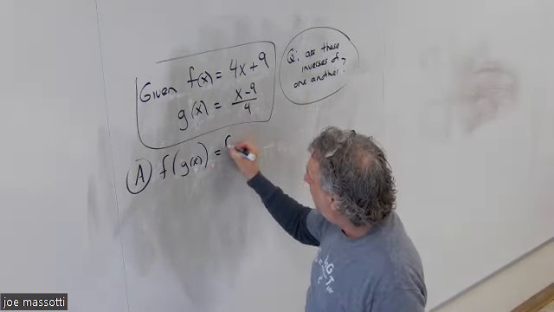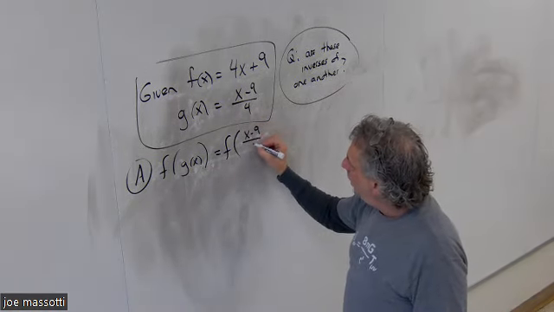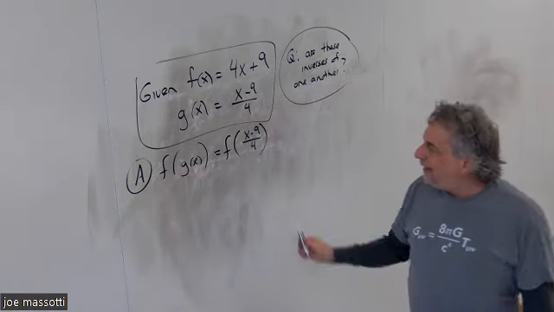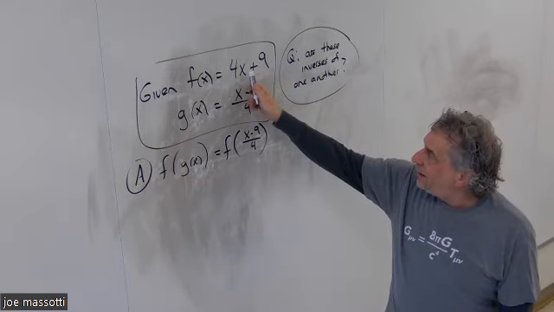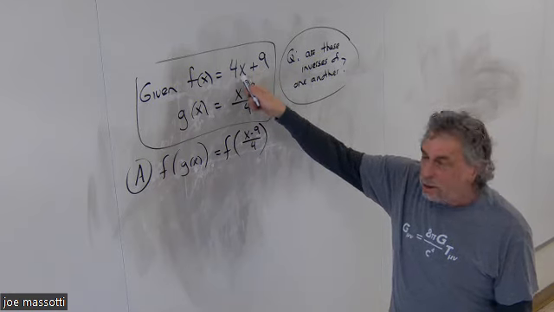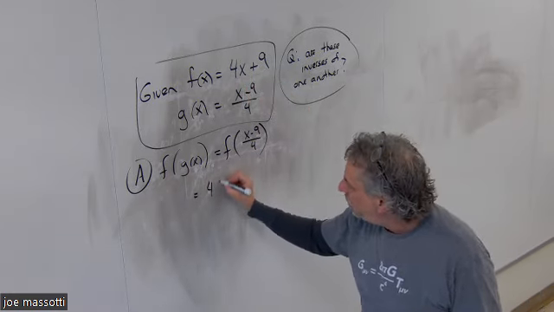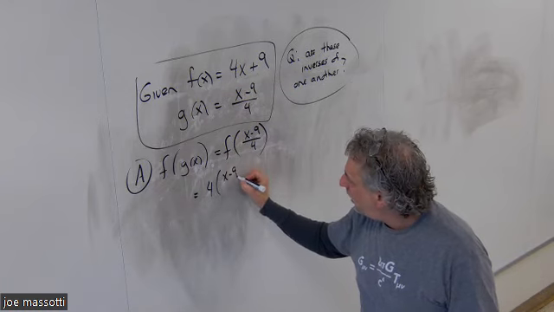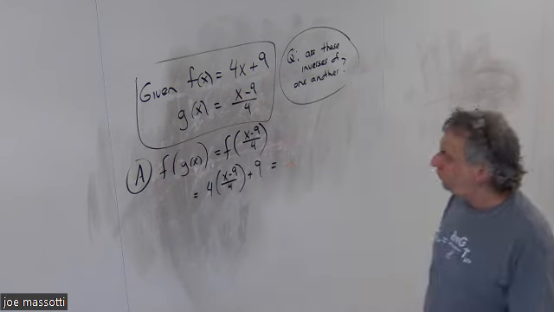So first we'll do this. We're going to let this function, x minus 9 over 4, be the input to the f function. So the f function says take the input, multiply it by 4, and then add 9 to it. So that's what we're going to do here. We're going to take the input and multiply it by 4, and then add 9 to it.